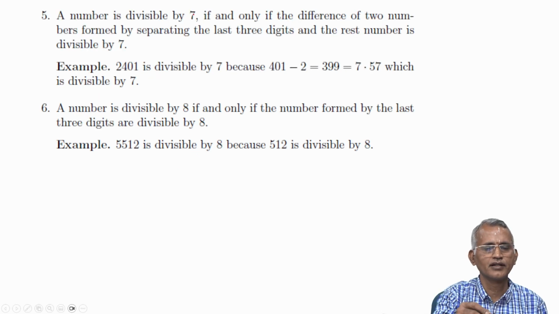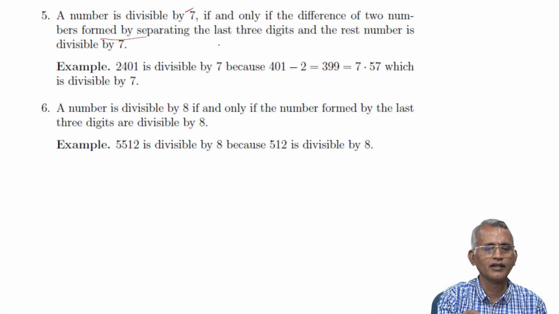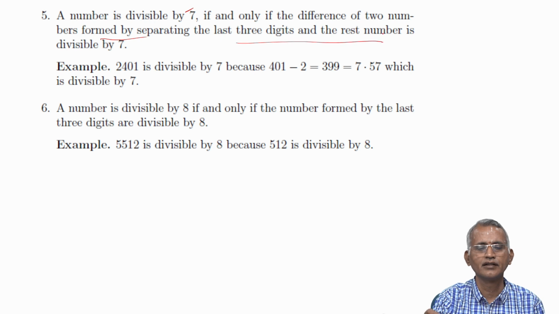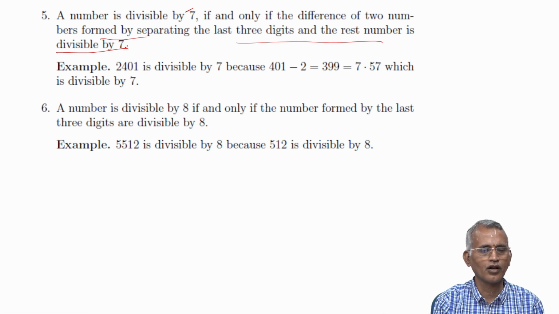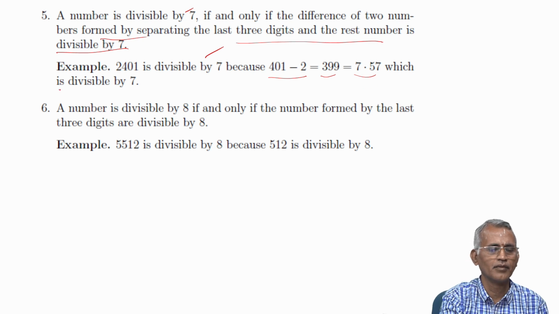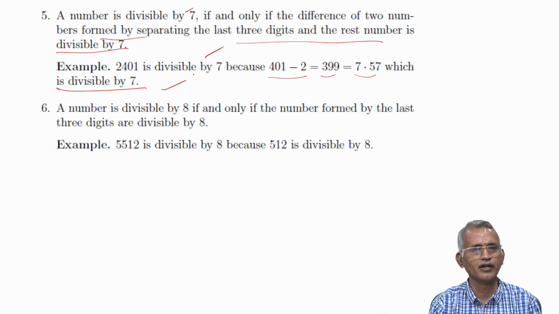A number is divisible by 7 if and only if the difference of the two numbers formed by separating the last 3 digits from the rest is divisible by 7. For example, 2401 is divisible by 7 because 401 minus 2 is 399. 399 can be written as 7 into 57. So this number is divisible by 7. Like that we have to apply the statement of divisibility of 7.